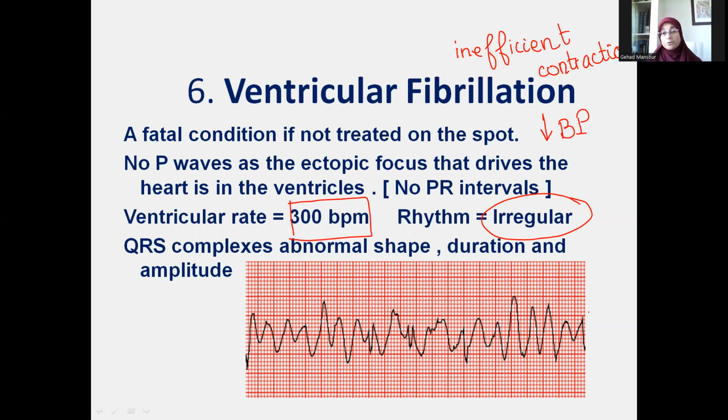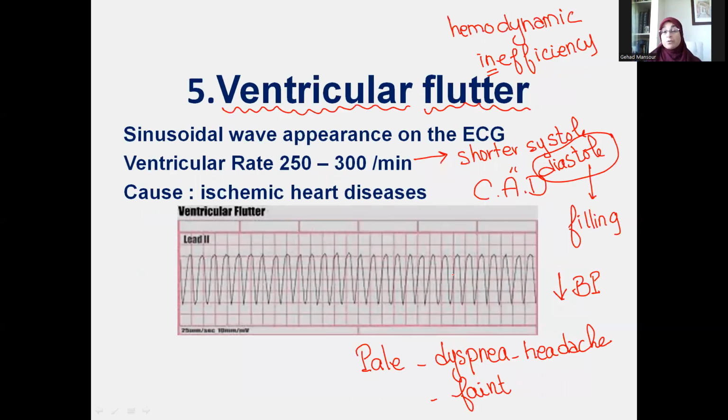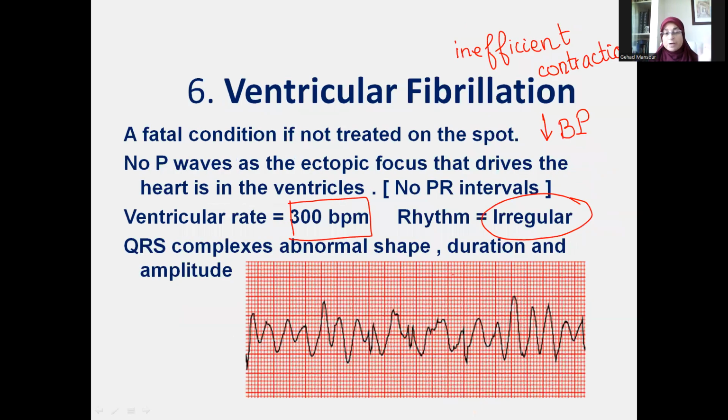So you have an irregular rate, you have abnormal QRS complexes, they have an abnormal shape, an abnormal duration, an abnormal amplitude, and they are not similar to each other. In ventricular flutter, the rate was regular, and the QRS complexes, or the electrical activity of the ventricles, were more or less similar. It's true that it is not the regular QRS complex that we are used to, but they're all similar to each other here. Even the waves of electrical activity of the ventricles, not only are they irregular, but they are not similar to each other.